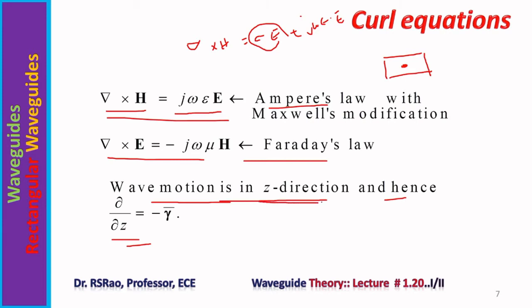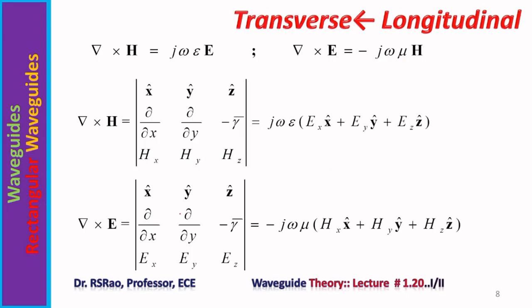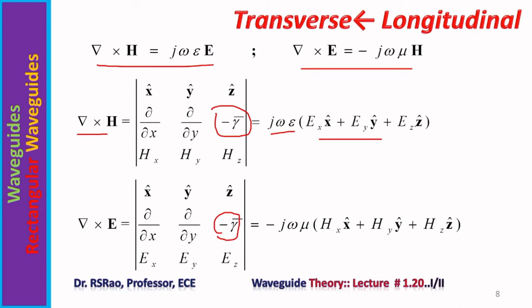As wave motion is in the z direction, in place of dou by dou z in the expansion, we can simply put minus gamma bar. So this is del cross H, and this is del cross E. Expanding del cross E, we got this determinant, with dou by dou z replaced by gamma bar. So del cross H equals j omega epsilon E, where E is Ex, Ey, Ez. Here it is minus j omega mu H, therefore minus Hx.